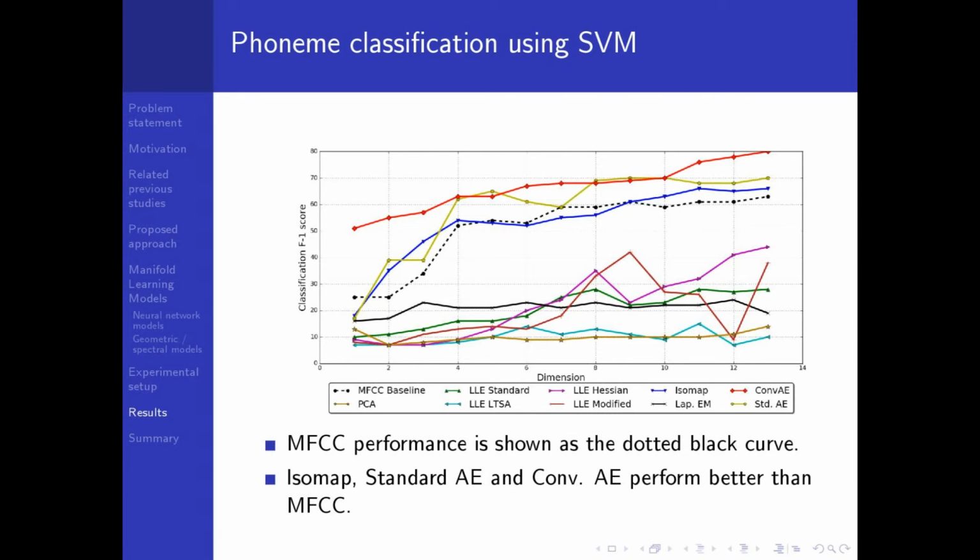These are some of the results that we obtained using SVM for the phone classification task. As you can see, most of the manifold learning techniques do not perform very well and they are inferior to MFCCs, but isometric mapping outperforms MFCCs. Both the types of standard autoencoders and convolutional autoencoders outperform MFCCs by a large margin, even in very low dimensions.